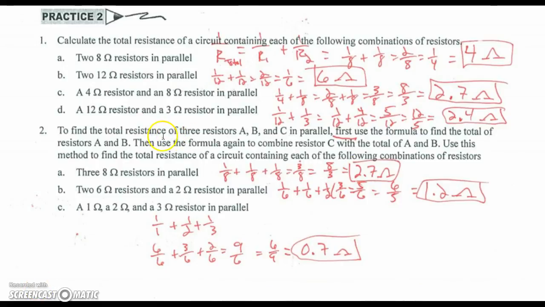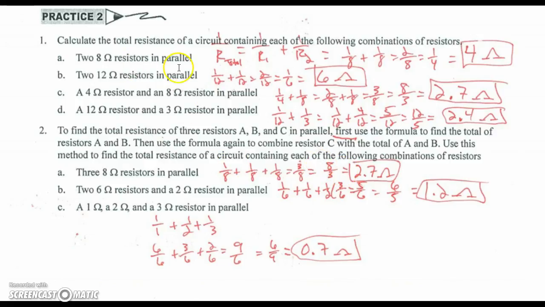So the last one. To find the total resistance of A, B, and C in parallel, first use the formula to find the total of resistors A and B. Then use the formula again to recombine resistor C. And this is where I think the reciprocal rule comes into play. If you have three 8 ohm resistors, I can just go 1/8 plus 1/8 plus 1/8 gives me 3/8. The reciprocal rule means I flip this. 8/3 is 2.7 ohms. I think that's a lot quicker.